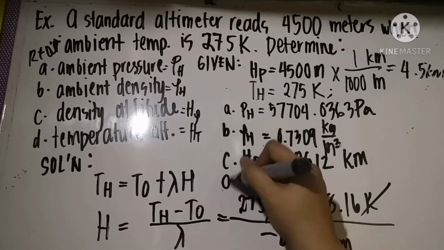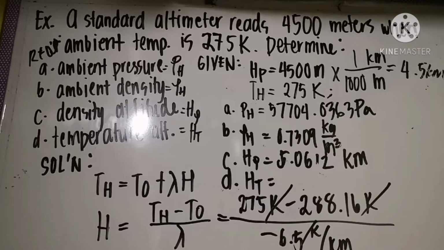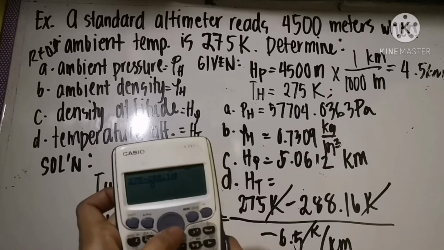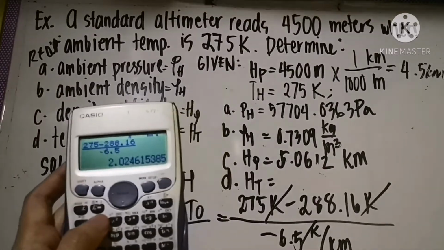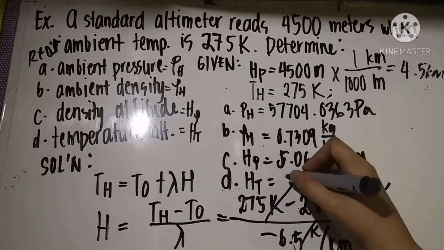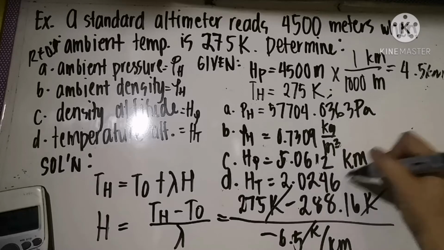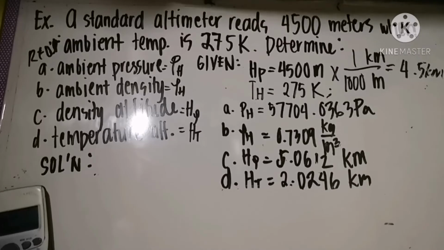So, therefore, your temperature altitude is 275 minus 288.16 over negative 6.5. This will be your temperature altitude. Parang ang laki ng discrepancy. Let's see. So, yan. 2.0246 kilometers. Now, dito nyo makikita kung gaano kalaki yung pinagkaiba ng iba't ibang altitude.